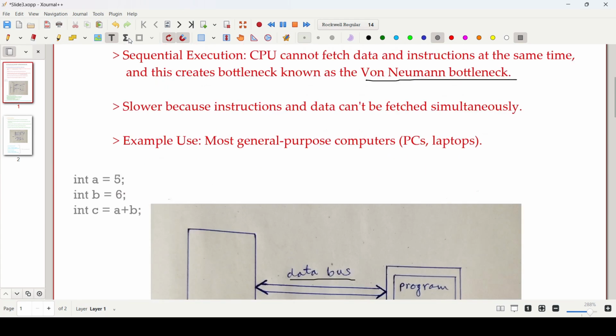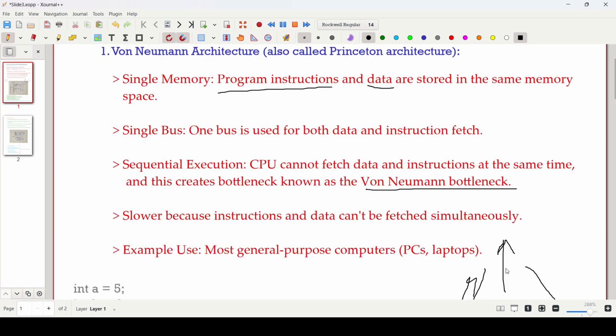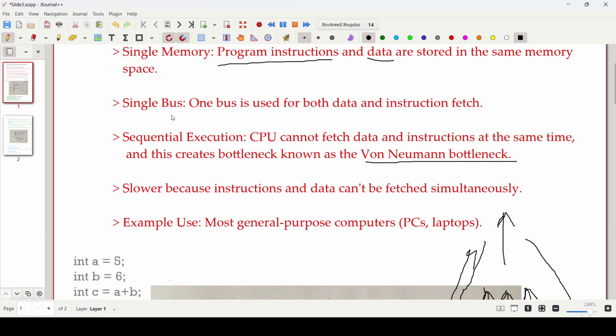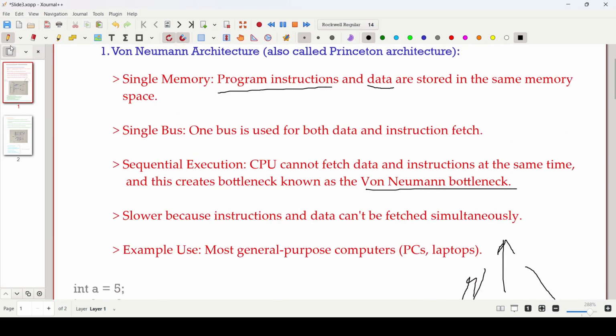Basically, you can understand a bottleneck like a narrow opening. Suppose traffic is coming from here, and the path is getting narrower along this side. It will be very difficult for the traffic to pass through it. So this is a bottleneck. The same type of situation also arises in this kind of architecture, the von Neumann architecture.